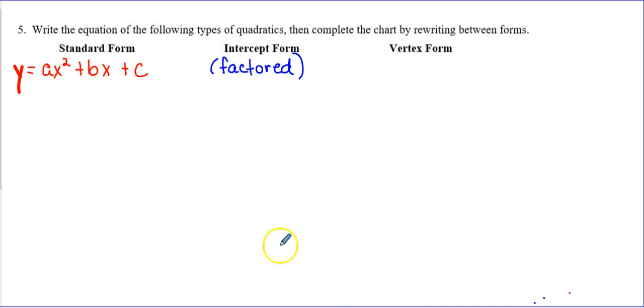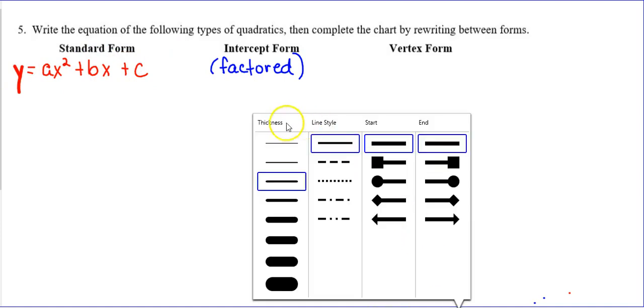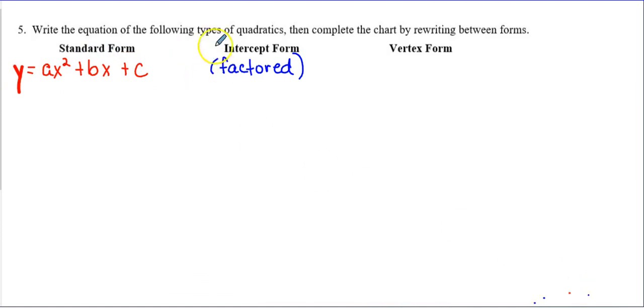You've got a chart down under yours, and we're going to get to that in a minute, but I wanted to show you the different forms. The way you find standard form, if you've got one of these other ones, is you multiply everything through. And I'm going to show you how to do that, but just write down this for standard form right now. Now, factored form or intercept form is going to look like this.